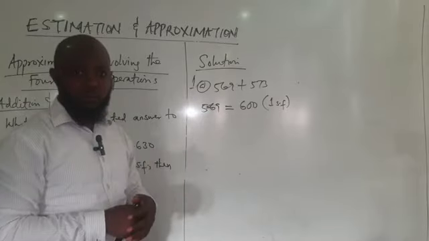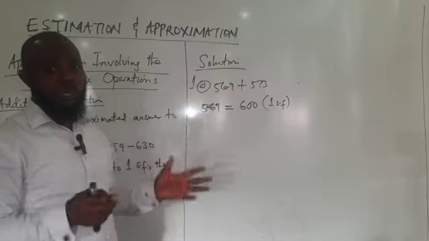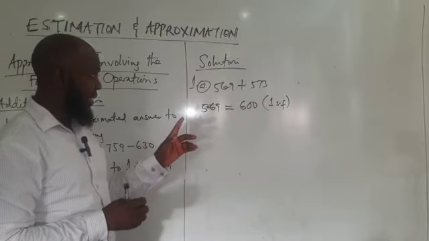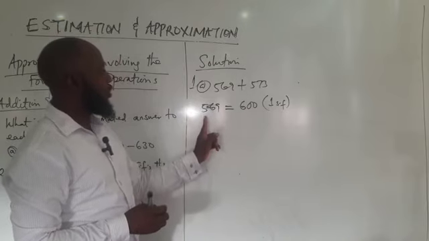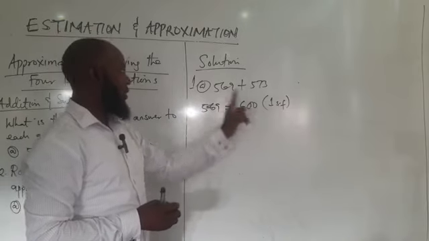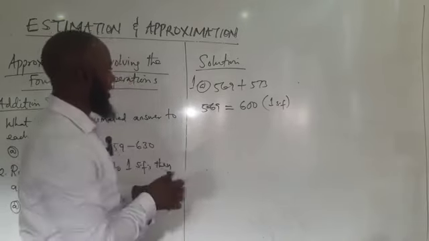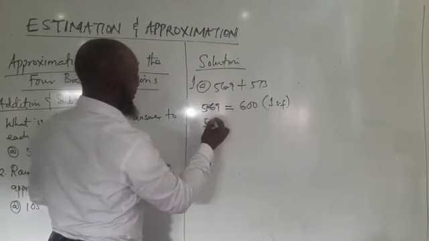To two significant figures, we are not going to get the same answer. We are going to get different answers. So is that clear? You must be specific. Tell the examiner that you have rounded this figure to one significant figure, and you have rounded this one to one significant figure.